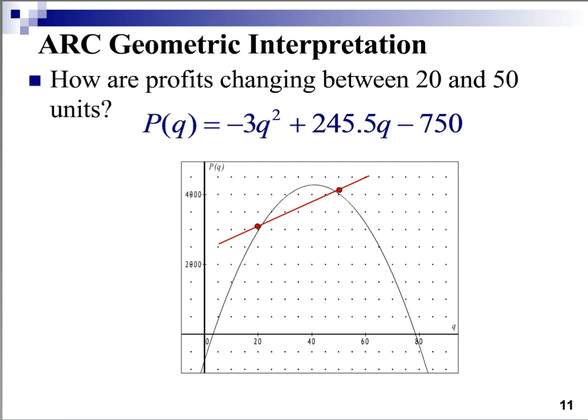So visually, this is what we've done here. We've basically located 2 points on the profit curve at Q equals 20 and Q equals 50. We've drawn a line between those 2 points, and we're saying, if you take a look at this line, what is the slope of that line? The slope of this line that we just found from our computations is 35.5. So the rate of change is $35.50 per item sold and produced as the items increase from 20 to 50 items.